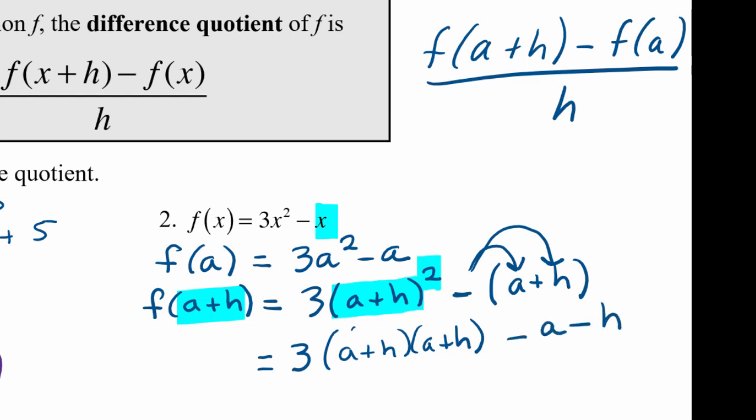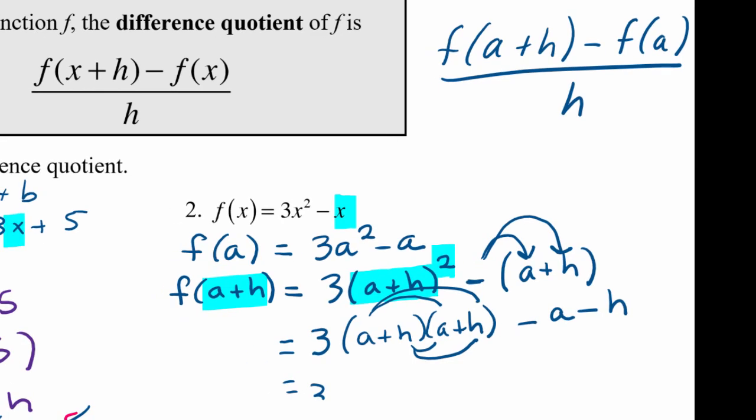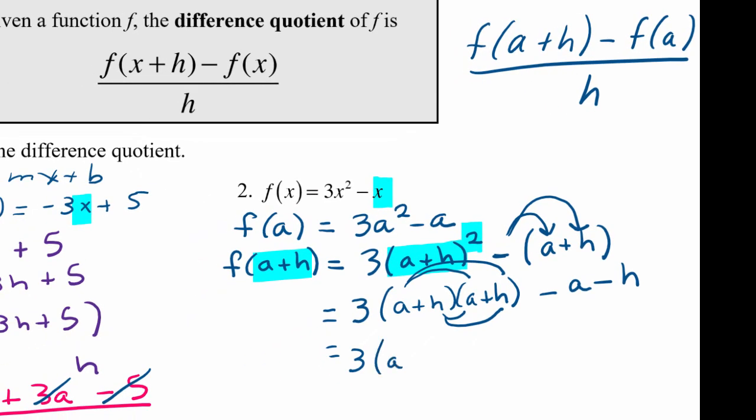And then here we're going to foil. We're going to first, outer, inside, and last. So I've got my 3, and then I have a squared plus ah plus another ah, ha and ah, which are the same thing, and then plus h squared. And then I'm tagging along the minus a minus h. All right, and now I'm ready to distribute this 3.